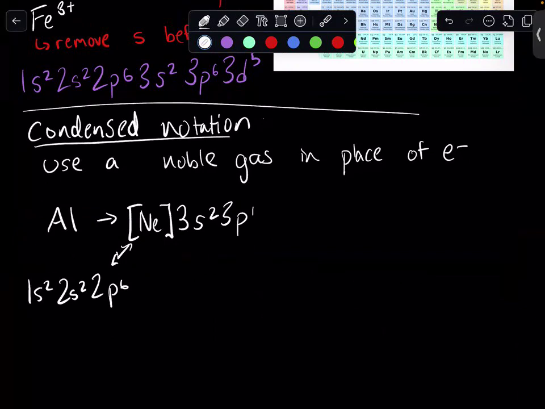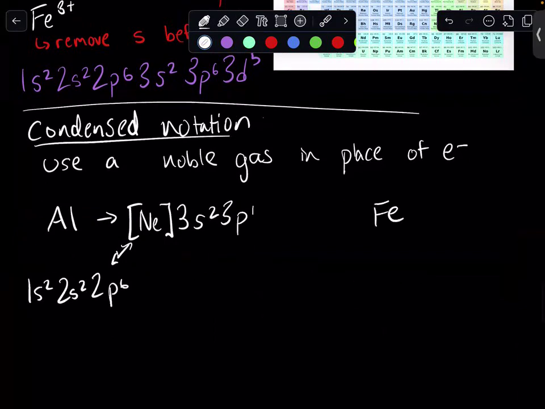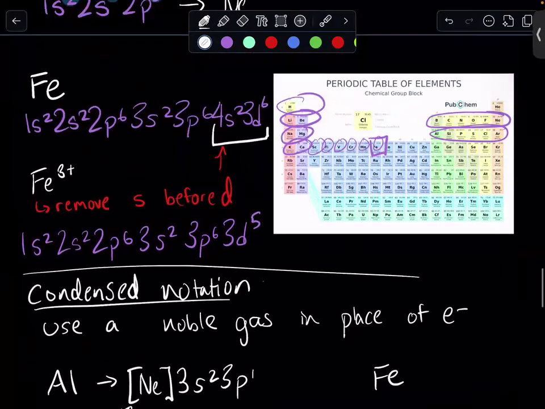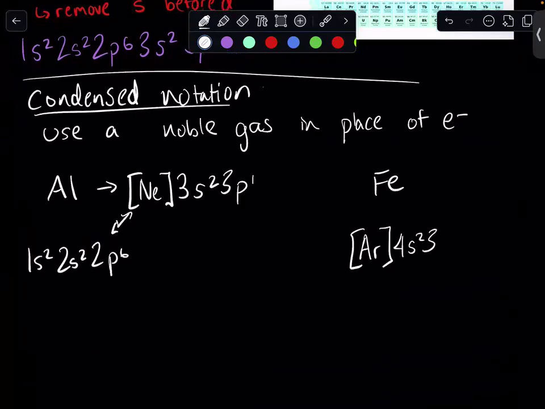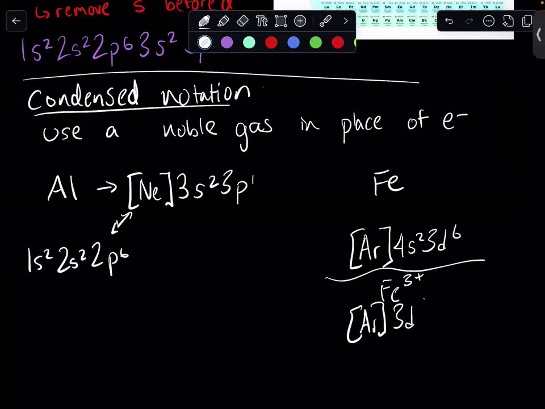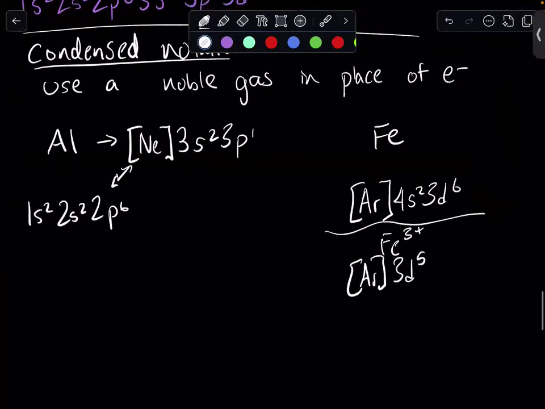Even if we do iron, we could rewrite iron. Iron doesn't use neon, but we might notice that this entire thing right here is the same as argon. So we can just write argon 4s2, 3d6, and iron 3 plus would just be argon 3d5. And look, all those electrons are gone.